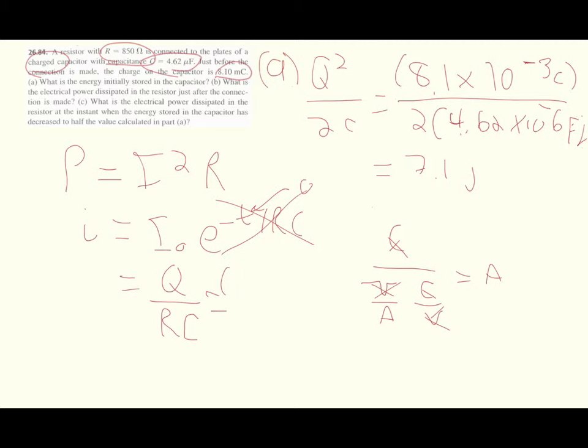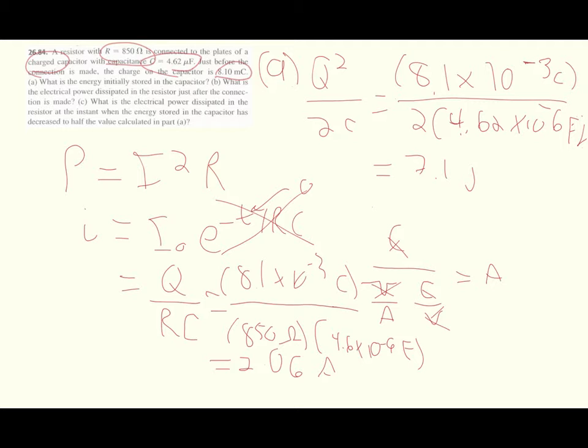So all I really have to do is multiply all those numbers together. I'm going to use 8.1 times 10 to the negative third coulombs. I'm going to divide that by that resistance they give us up there, 850 ohms. And I'm going to multiply that times the capacitance again, 4.6. Remember, it's microfarads, so times 10 to the negative 6 farads. I multiply all that stuff together and I get a number of 2.06 amps.